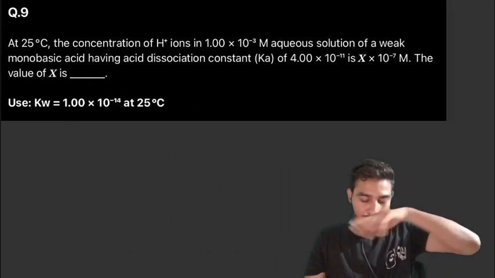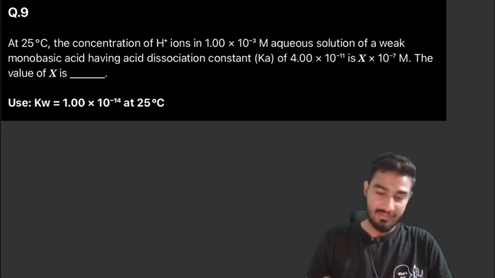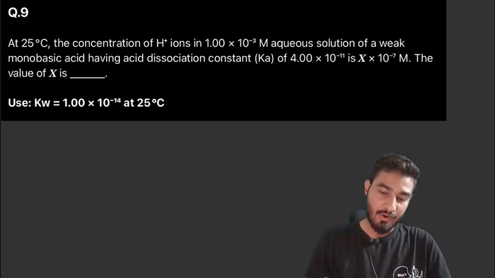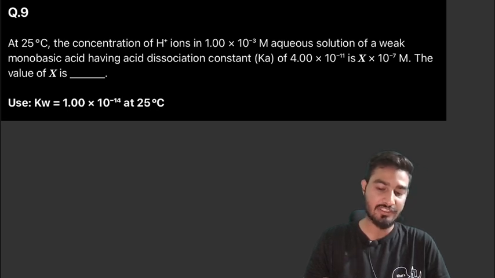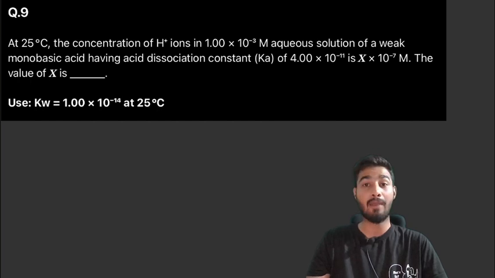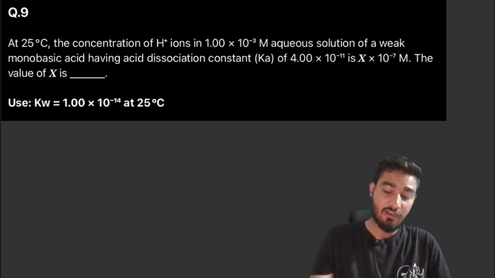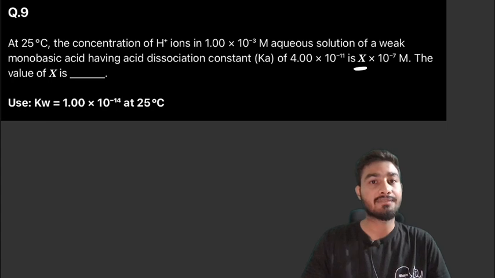Simple. Okay. Ninth question that we have: at 25 degrees Celsius, the concentration of H plus ion of a 1.00 into 10 to the power minus 3 molar aqueous solution of a weak monobasic acid having acid dissociation constant Ka of 4 into 10 to the power minus 11 is x into 10 to the power minus 7 M. The value of x is asked, an integer type question.